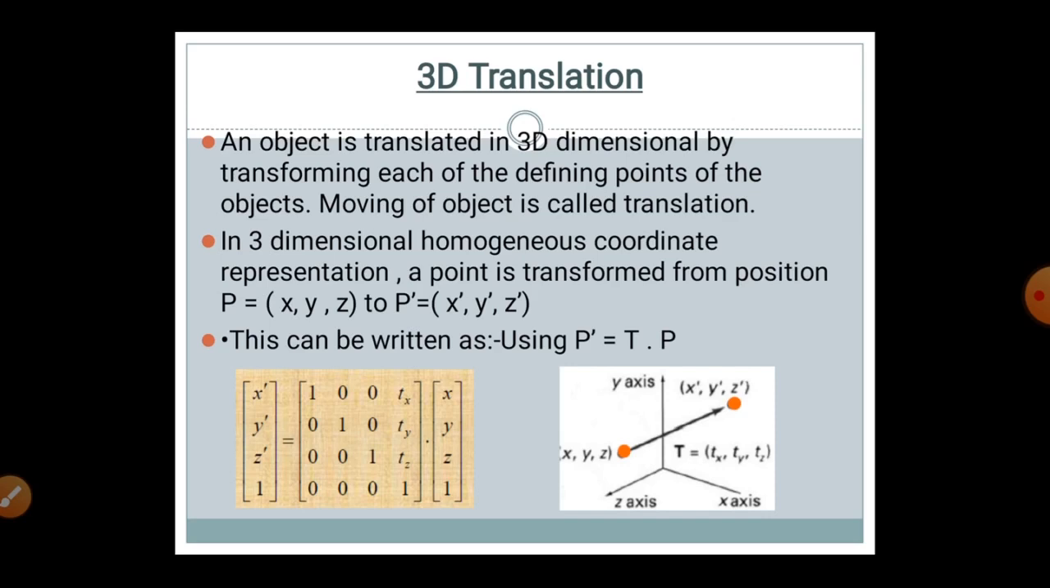The modified coordinates x dash, y dash, z dash, 1 equal the translation matrix, 1 0 0 tx, 0 1 0 ty, 0 0 1 tz, 0 0 0 1, multiplied by the initial points x, y, z, 1. This is called translation along x, y, z, translated to x dash, y dash, z dash.